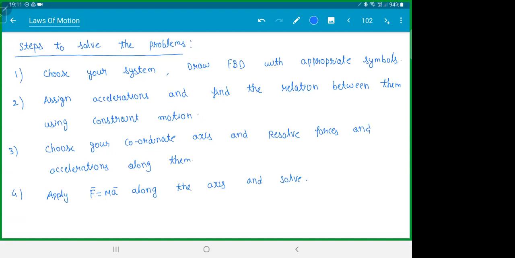Any doubts on this page, please ask me. Clear? Let's see some problems. Let's start with an easy one. Problem 27.